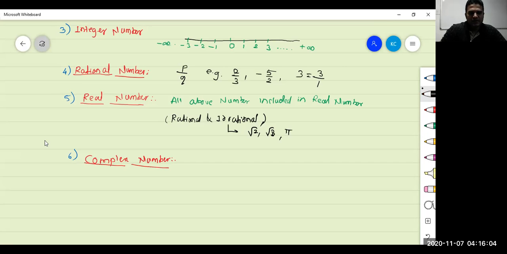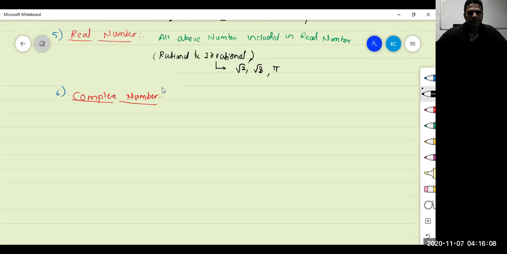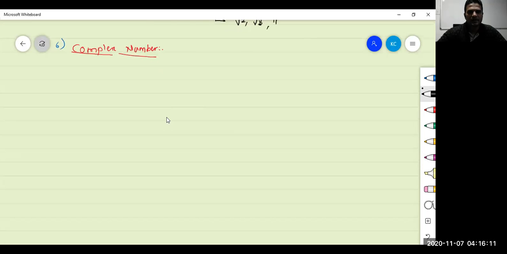Okay, for the complex number, we have to mention here some numbers. We will leave the space for that and I will explain the complex number. In the 10th, we have seen the quadratic equation.